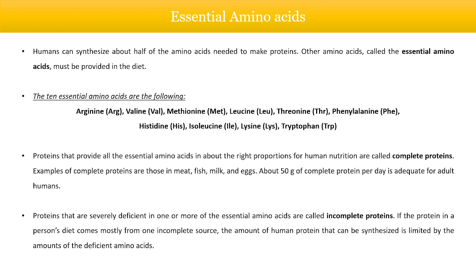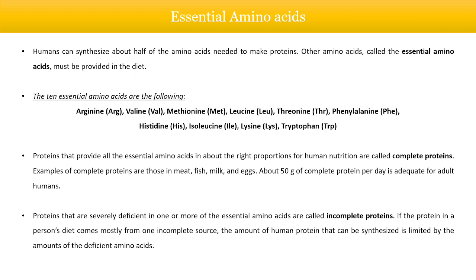Examples of these complete proteins include what we eat daily, like meat, fish, milk, and eggs. About 50 grams of complete protein per day is necessary for adult humans. Proteins that are severely deficient in one or more amino acids, so some diets might not contain a lot of amino acids, are called incomplete proteins, and these are what is necessary for the function of the body.